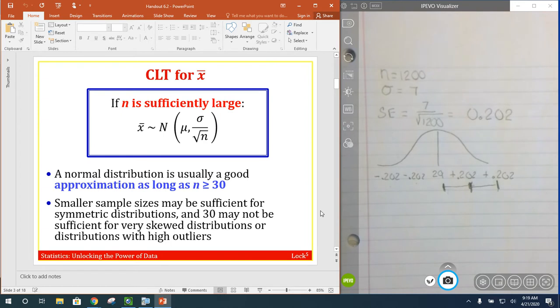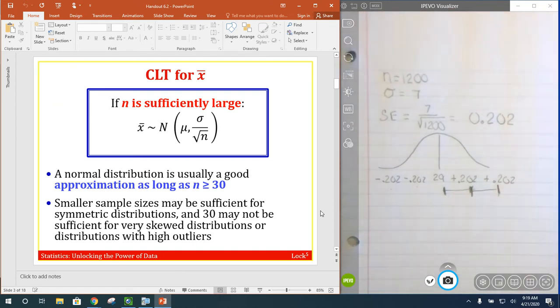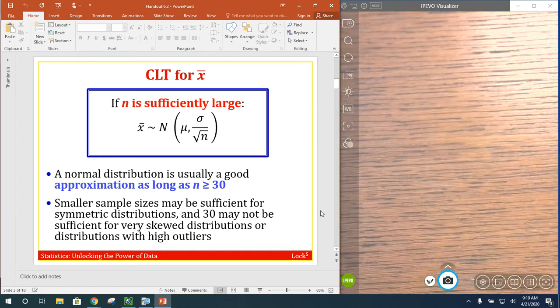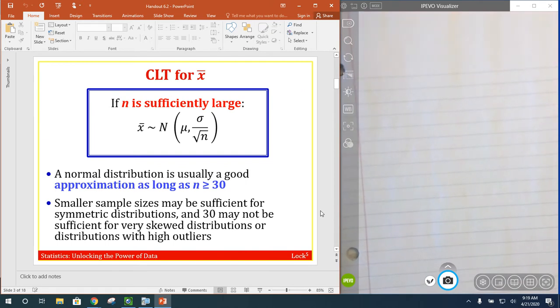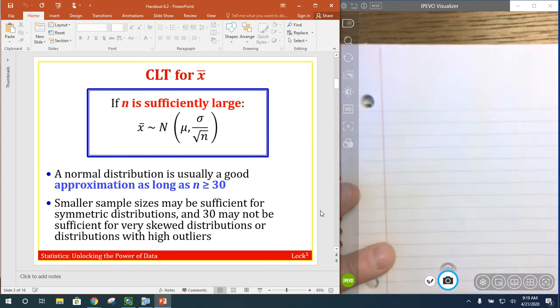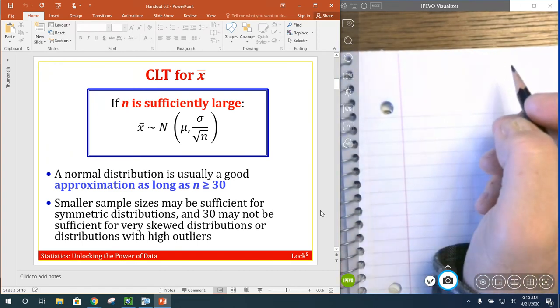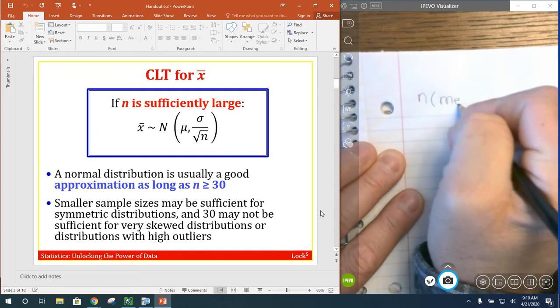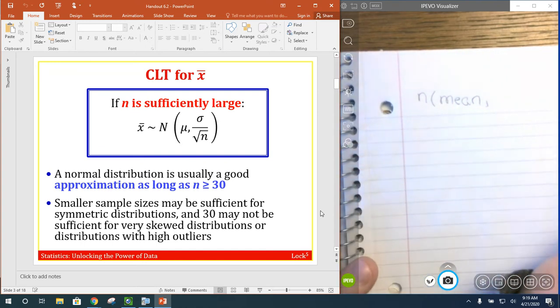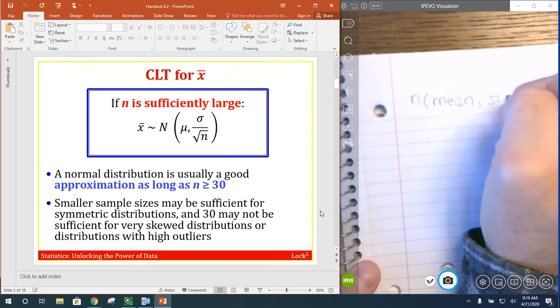So the central limit theorem for x bar, if n is sufficiently large, we'll discuss that in this slide, then we can distribute our value or our statistic x bar. It will be normally distributed from a center mu and a standard error of sigma divided by the square root of n. Remember that when we discuss these things, we are always distributing normally from a mean and a standard deviation.